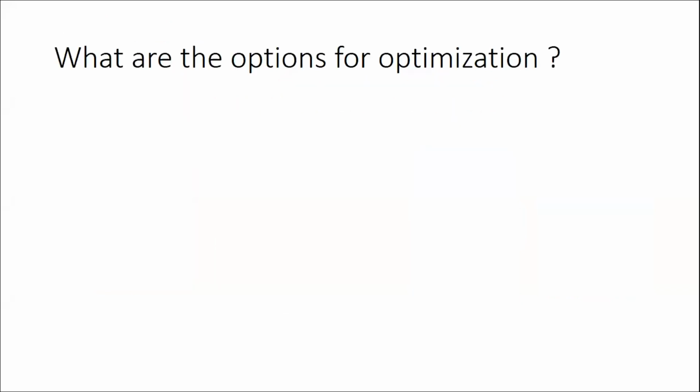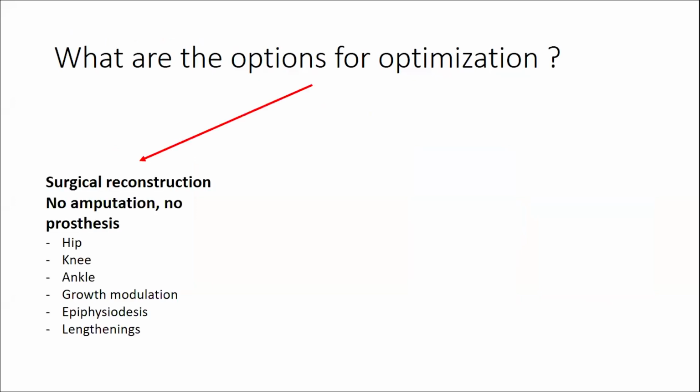First thing, what are the options that we have available for optimization of the limb difference? Essentially, it falls into two big subgroups, either surgical reconstruction or prosthetic reconstruction. In surgical reconstruction, there is no amputation, no prosthesis. Multiple surgeries can be performed at the hip, knee, ankle, growth modulation if it is indicated, multiple lengthening. So all involve surgical reconstruction.